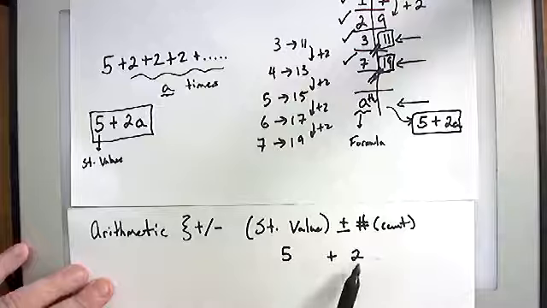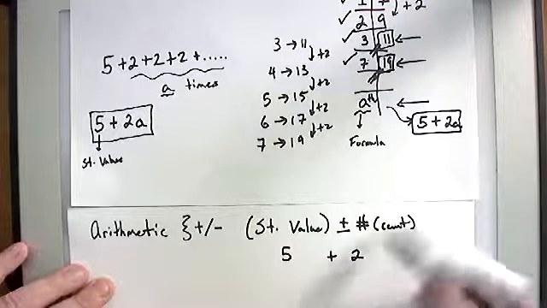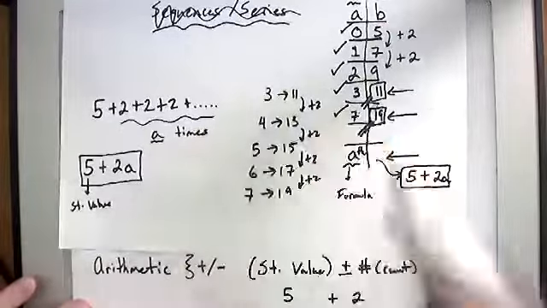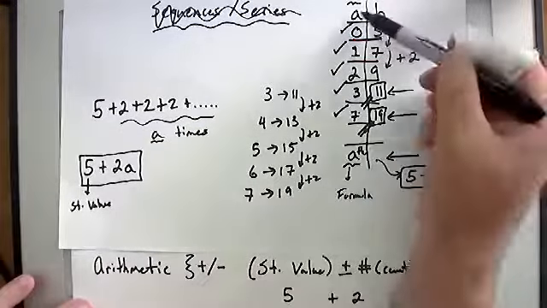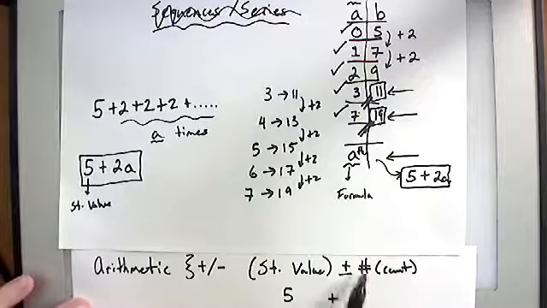It's 5 plus 2 times 1, times 2, times 3, however many times you need to do it, and the number of times you need to repeat this cycle is whatever the count variable is. So you take your starting value, you add or subtract your number, whatever that is, and we'll do another example here in a minute, and it's always going to be times the count. So that's how I got 5 plus 2A on the last one, just to reiterate.